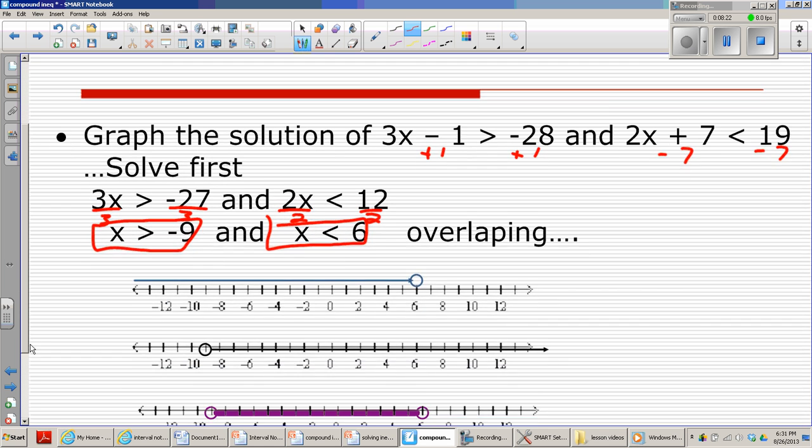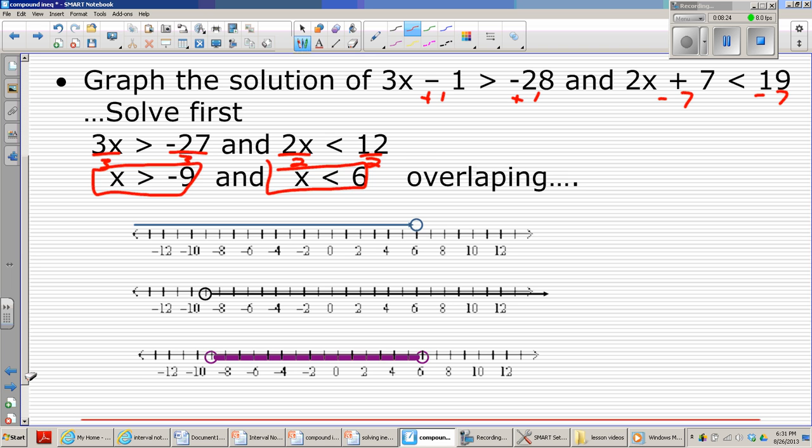Graphing each solution. The first inequality, x is less than 6, would be an open circle shaded to the left. The second inequality, x is greater than -9, open circle graph to the right. We can see the intersection of those two graphs. So this would represent the solution at the bottom. The values between -9 and 6.